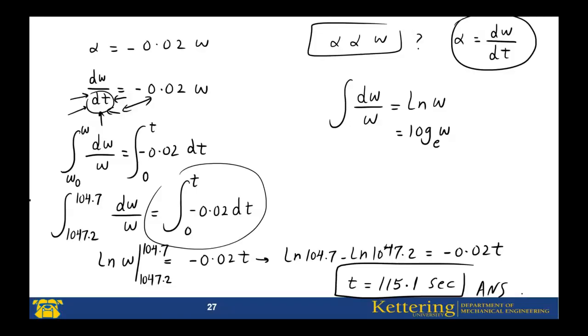This is the answer. It means that it takes 115 seconds for this jet engine to reduce the angular velocity of the rotor from 10,000 RPM to 1,000 RPM. Any questions? No questions? Okay.